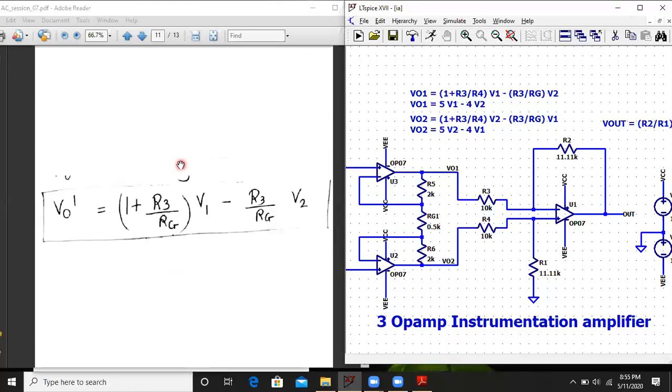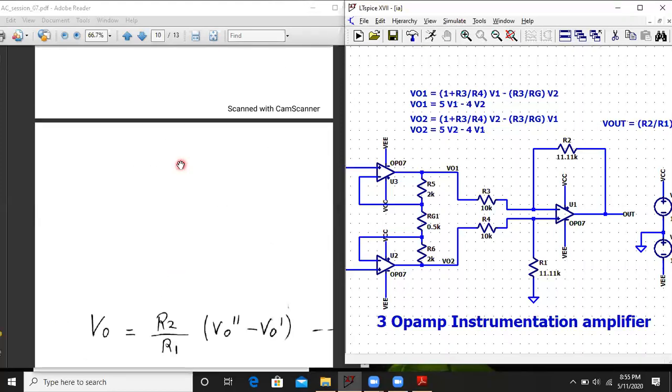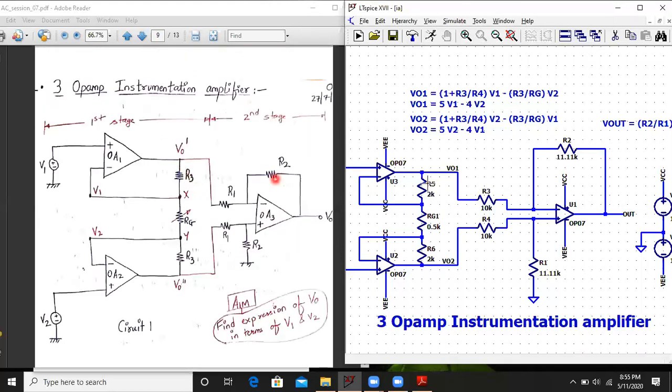Let us go back. We have written the formula of VO1 and VO2. In our case, we have R3 as 2K and Rg as 0.5. So 2 divided by 0.5, that is 4. So hence 1 plus R3 upon R4 will be 5 and R3 upon Rg will be 4. So hence VO1 will be 5 times V1 minus 4 times V2 and VO2 will be 5 times V2 minus 4 times V1. So this is what we have got from the formula.